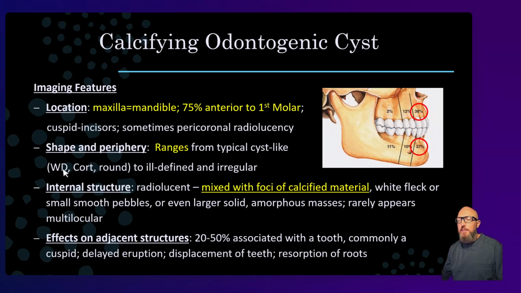All right, in most cases, this is going to be well-defined, corticated, round, like you would expect for most cysts. There may be some variation in that, but this is in this lecture because it causes foci of calcified material, whether that's white flecks, small smooth pebbles, or even larger solid amorphous masses. Rarely is it going to appear multilocular. That happens more with the CEOT, which we'll cover in a minute here.